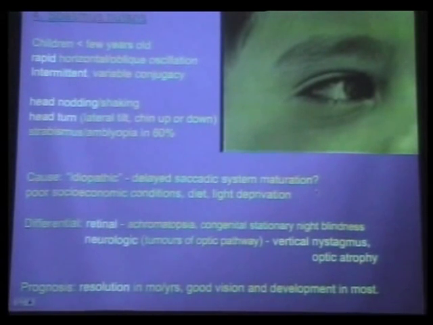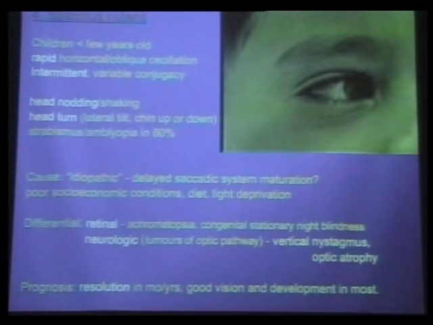Last of the patient ones I'm going to try to do today is nystagmus mutans. It's not actually probably a nystagmus, but it is something that can look like nystagmus. It's very much more rapid than most nystagmus that we see. It's a rapid horizontal or oblique oscillation. It's only in kids. It tends to be intermittent. Most of the other nystagmus I've been showing you tends to be fairly persistent and constant.